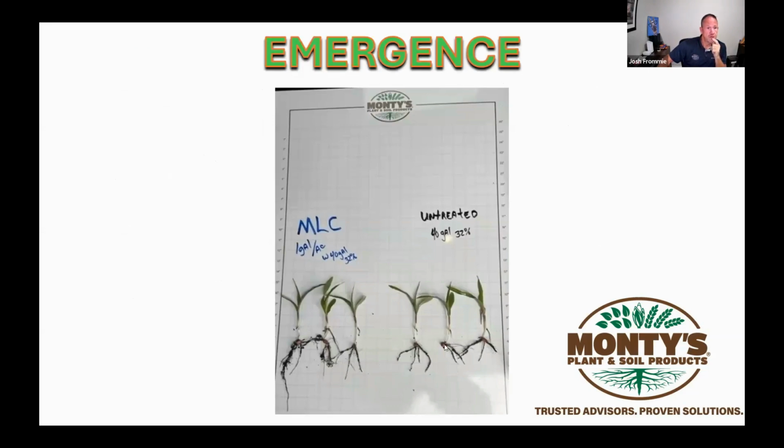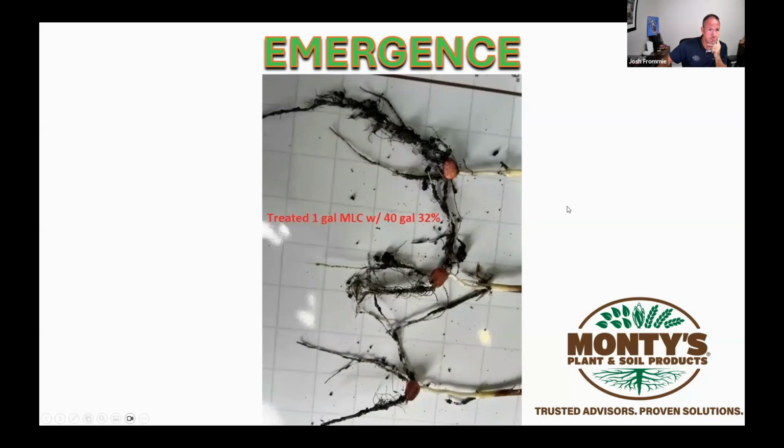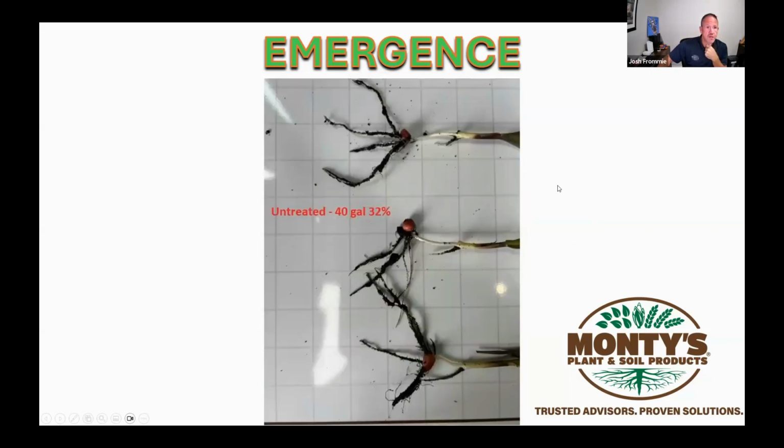Here's shortly after emergence. On the left, you can see the MLC with the 1 gallon at 40 gallons of 32. We got more root hairs on the plants, longer roots, looked really good. Again, a little bit more of a close-up of those root hairs, looking really, really healthy. And then here's the untreated. So you can see the difference in the 2.